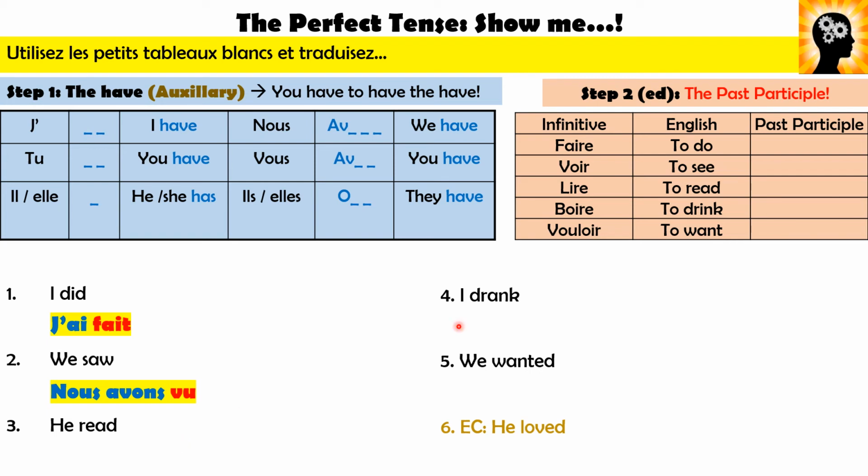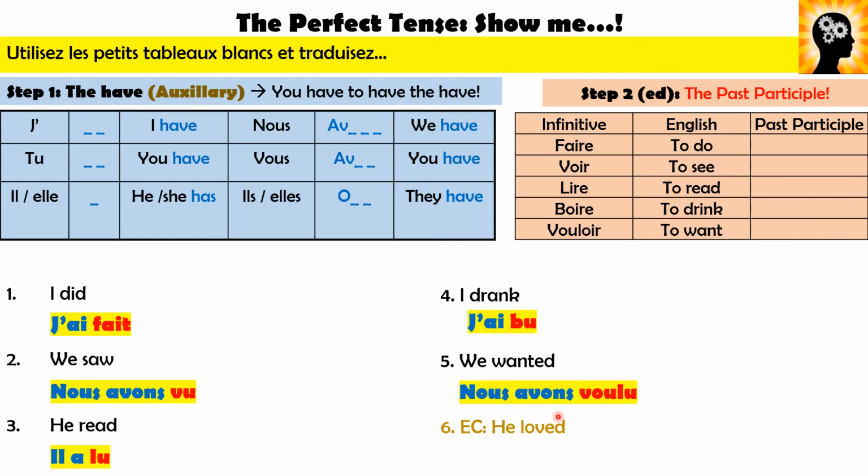All right, guys. Next one. He read. Lire changes to lu. He is il. So we just say il lu, right? Absolument pas. Mes petits, you have to have the have. Remember, you always need to have. You'd say il a lu. He has read. Voilà. I drank. So I have. J'ai. And then boire changes to bu. J'ai bu. He wanted, we wanted, so you need nous avons, we have, and then go down the rhyme. Fait, vu, lu, bu, voulu, nous avons voulu. Voila. Right, guys, if you got those 5, you've done well.